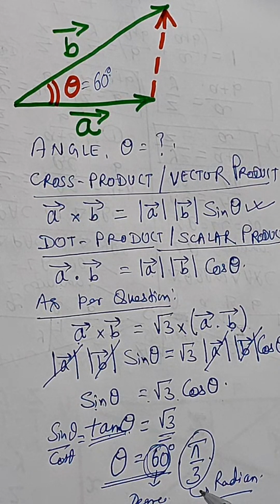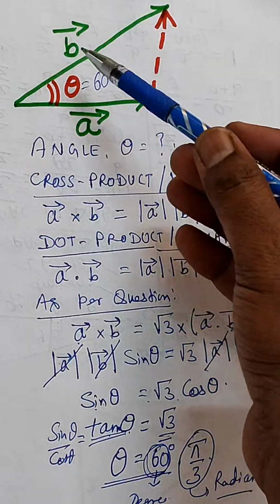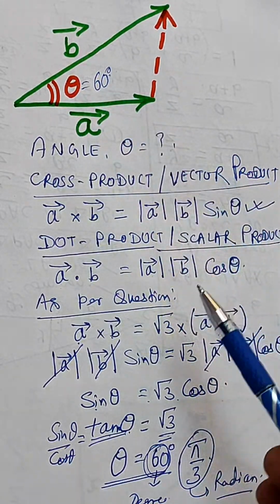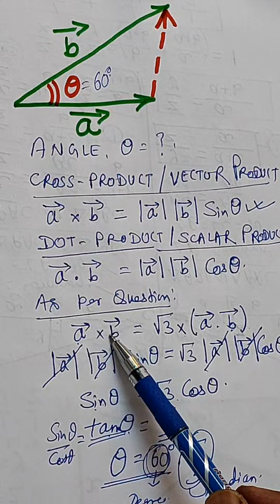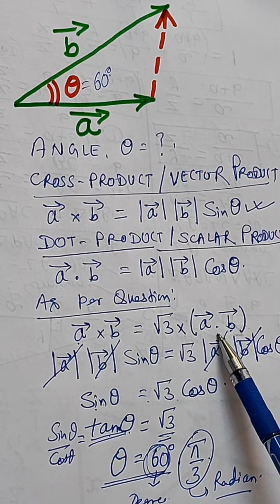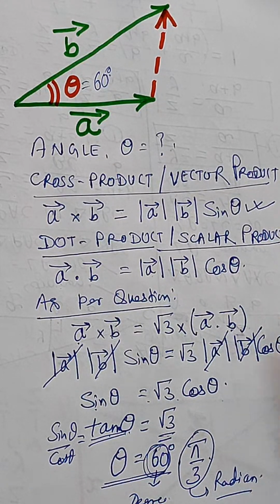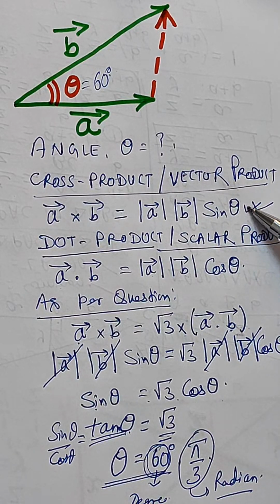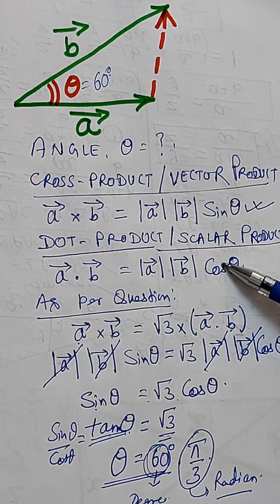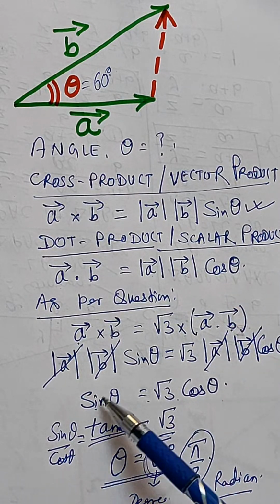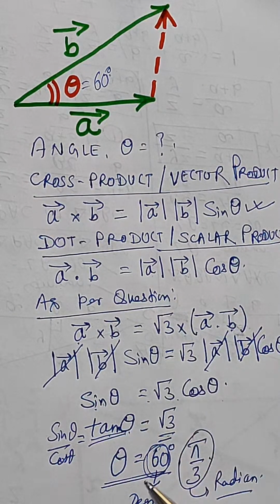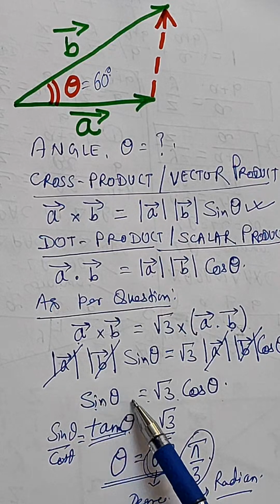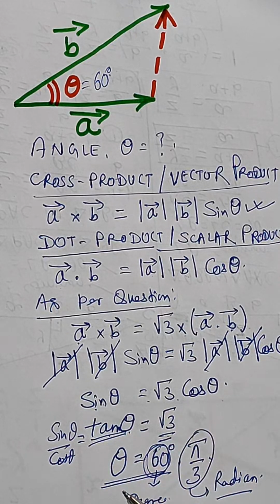It's very clear that the two vectors A and B make an angle of theta, and the vector product is root 3 times the dot product. This is the relation given. We know the formula of the cross product or vector product and the formula of the dot product or scalar product. We have just equated them. On equating, we find sine theta equal to root 3 cos theta, which gives tan theta as root 3. Finally, we calculated theta as 60 degree or pi by 3 radian.